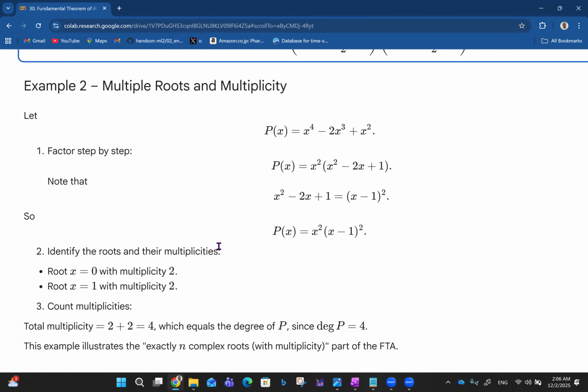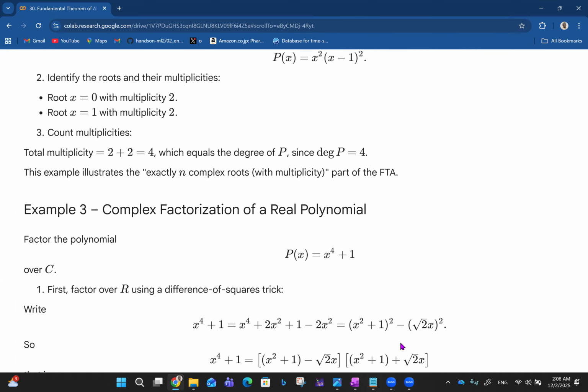So identify the roots and their multiplicities. First of all, x squared is equal to 0 with multiplicity 2 because the power is 2. x minus 1 is equal to 0, that means x equals 1 with multiplicity 2. So this is a polynomial of degree 4. If you add the multiplicities together, you have 4. So if you count multiplicities, total multiplicity is 2 plus 2, which is 4, which equals the degree of p, since degree p is 4. So this example illustrates the n complex roots with multiplicity part of the fundamental theorem of algebra.